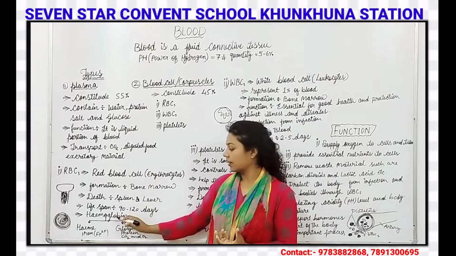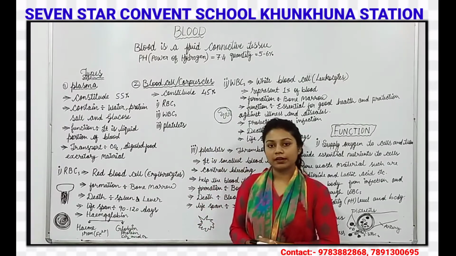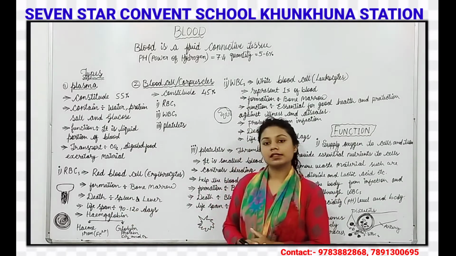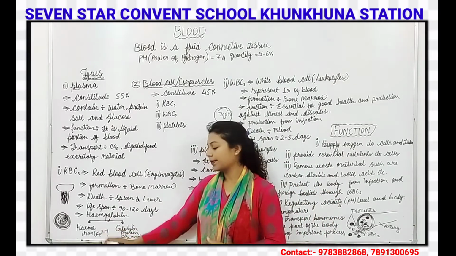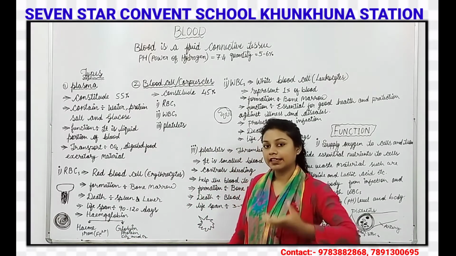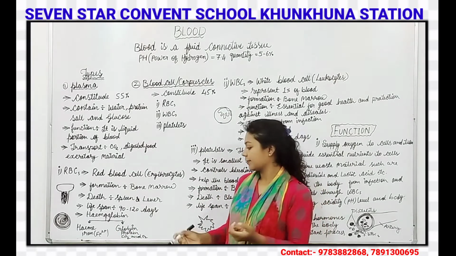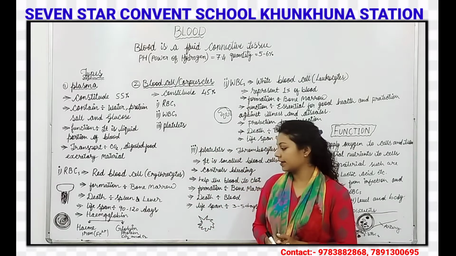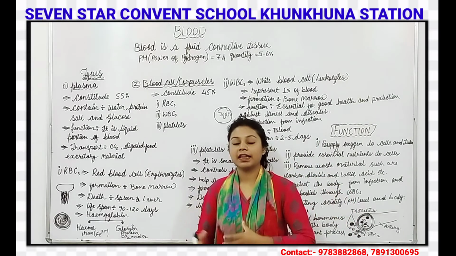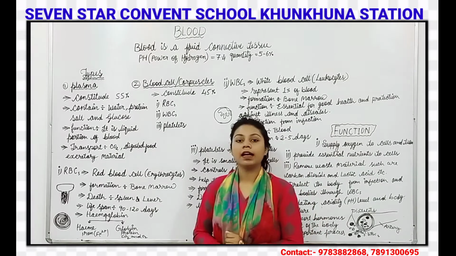Again, this hemoglobin is divided into two: the heme and the globin. Together, heme and globin form the hemoglobin. How much iron is present in hemoglobin? The iron is present in the heme only, that is Fe2+. And the globin is a protein, and it combines with oxygen and carbon dioxide, and together it is called the hemoglobin.